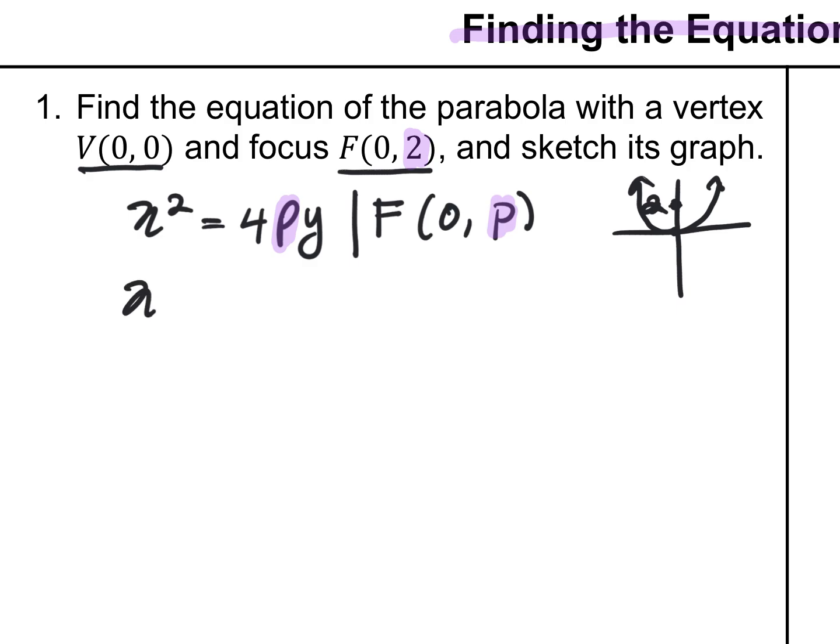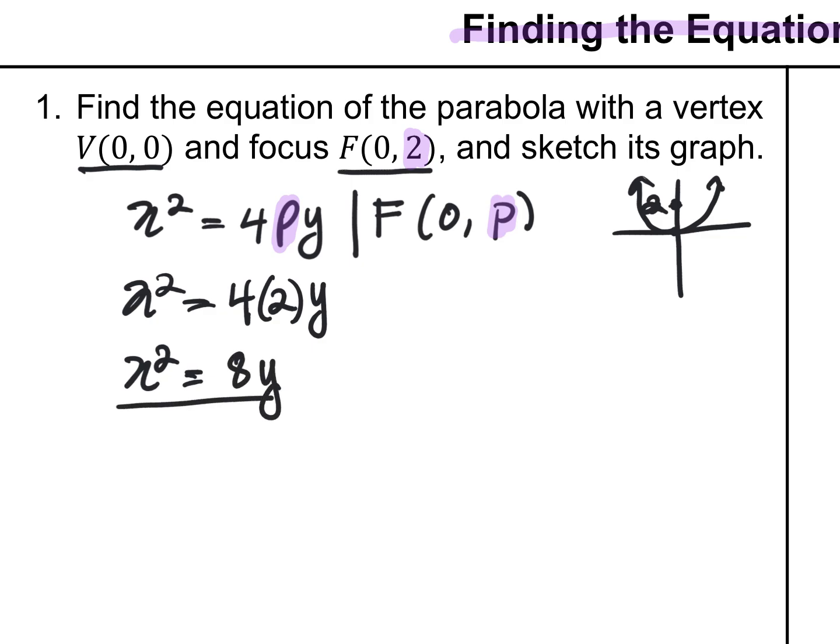So this is going to be x squared equals 4. What's the value of my p? It's going to be 2. 4 times 2 and then times y. Further simplification will give me 8y. Okay, so this is now the equation of my parabola with this given focus and vertex.